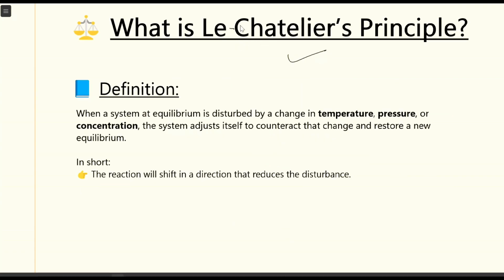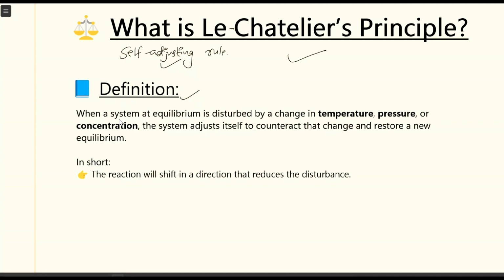Le-Chatelier's principle is just like a self-adjusting rule. That means there is an equilibrium condition, a perturbation is applied or the equilibrium is disturbed, and the system will again come to an equilibrium. That is the self-adjusting rule. So this is the definition of Le-Chatelier's principle.